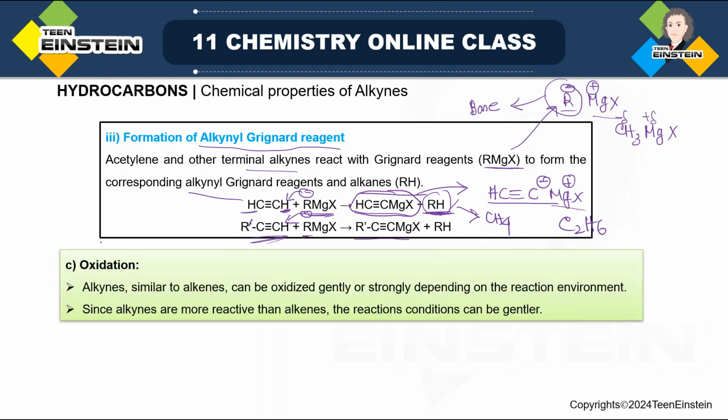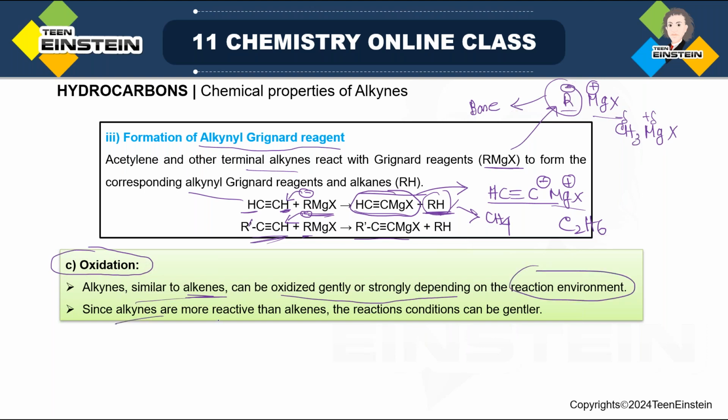Now the third type is oxidation reactions, oxidation of alkynes. We have seen in case of alkenes some oxidation reactions, and there we have used KMnO4. So here also we are going to use KMnO4, and also there will be ozonolysis that you have already seen in case of alkenes. Similar to alkenes, alkynes can also be oxidized either gently or strongly, and that depends on what type of reaction conditions you are using. Just take KMnO4. You can use it in cold dilute condition, or with hot concentrated solution, and your products will be different. So that depends on the reaction condition or reaction environment.